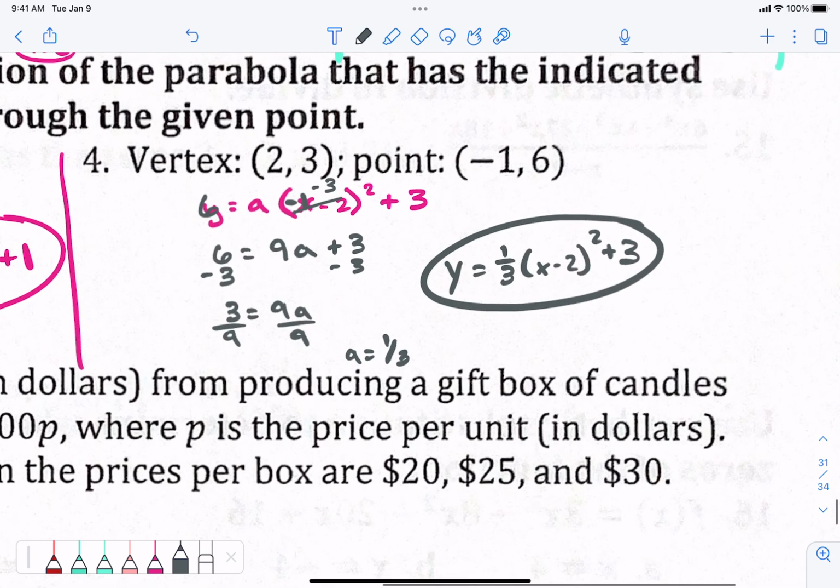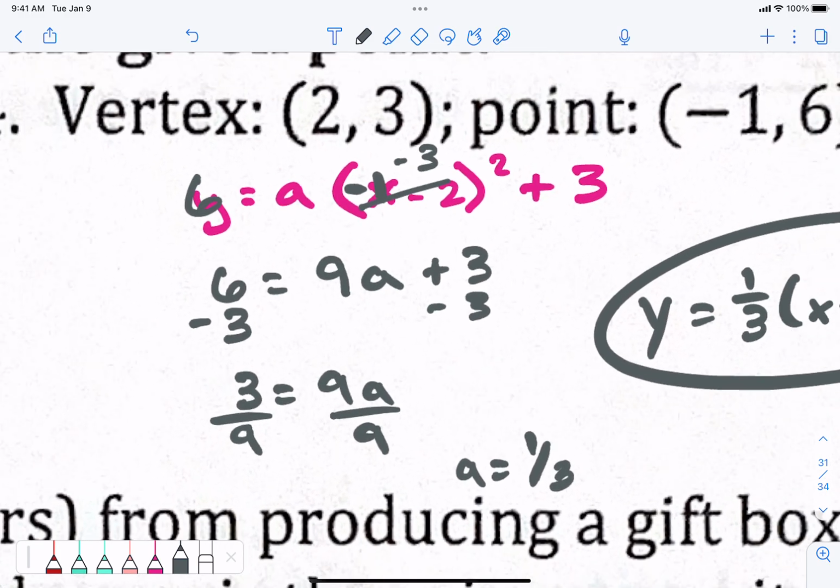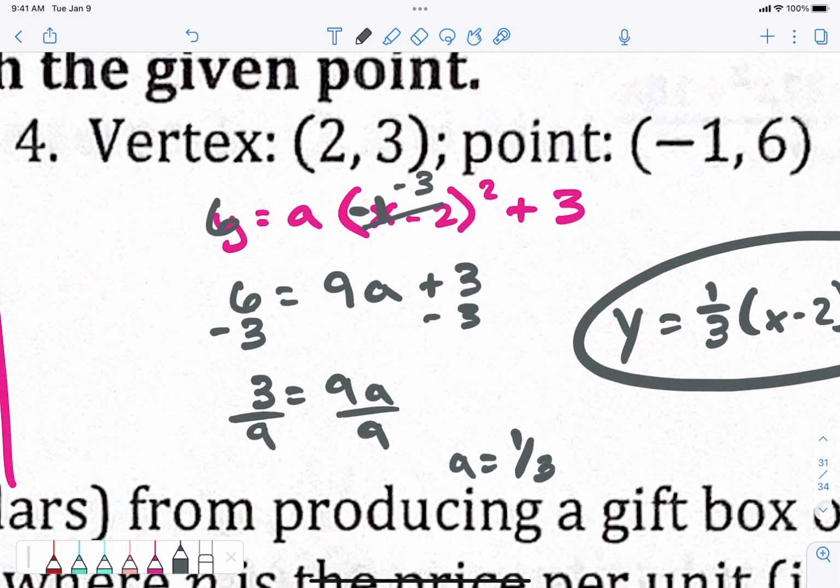How do you take it from vertex to standard? If you're happy and you know it, clap your hands. You just spoil it. I didn't get 1/3 at all. Oh boy. If you're happy and you know it, clap your hands. I did. Thank you, Rachel. I didn't clap my hands until I got it.